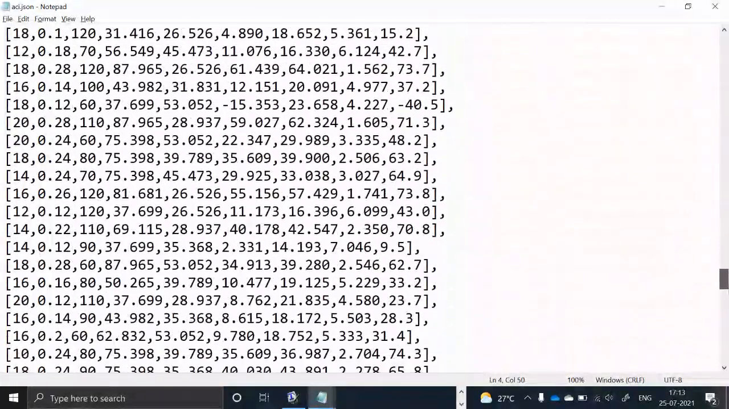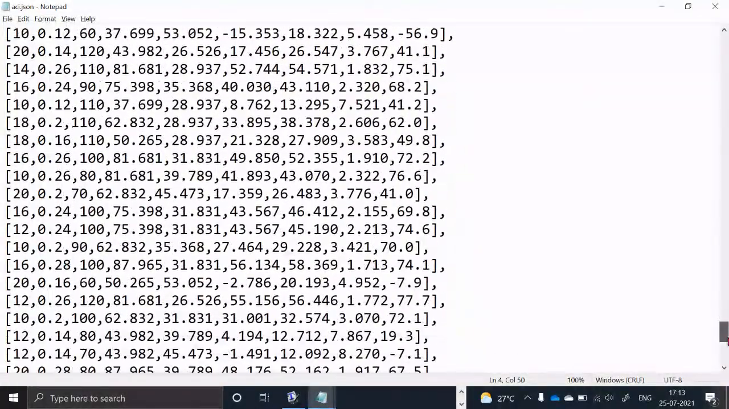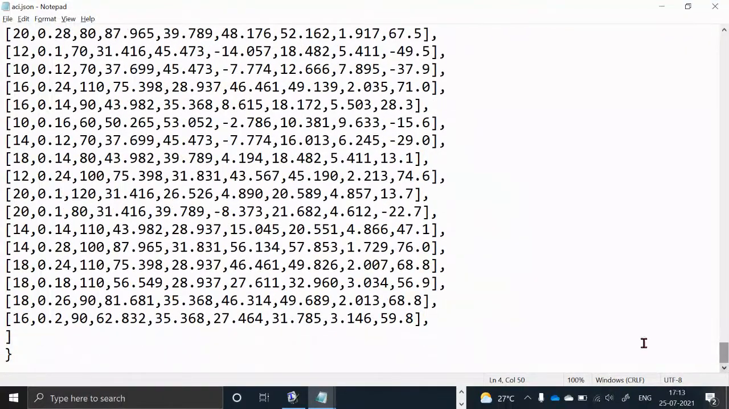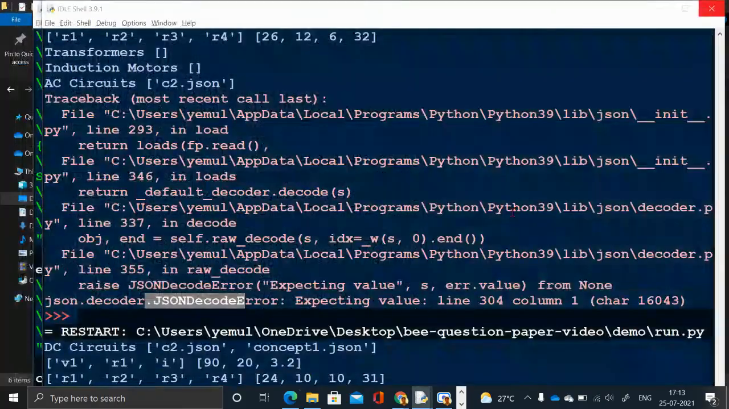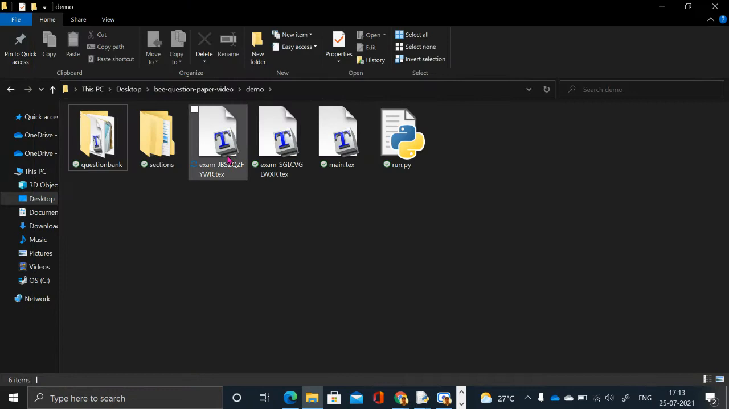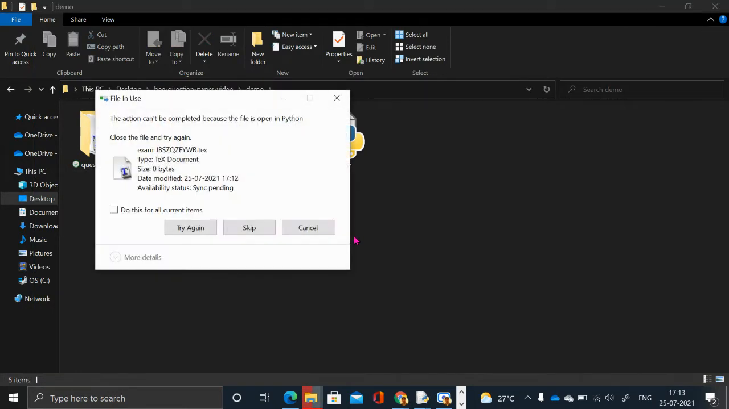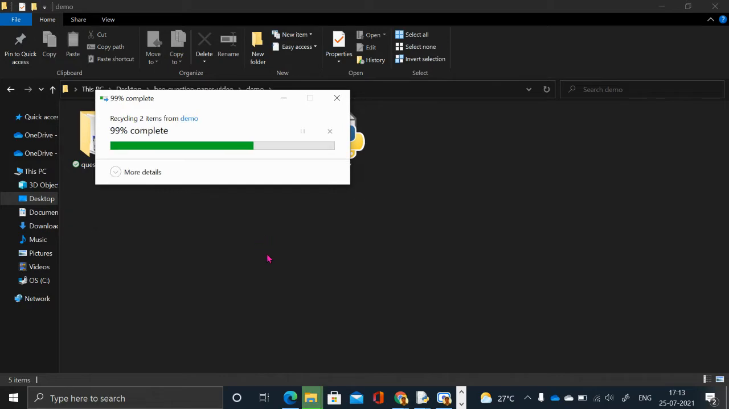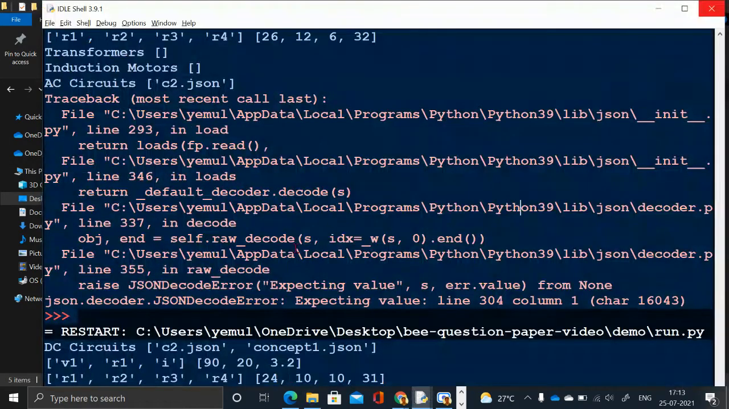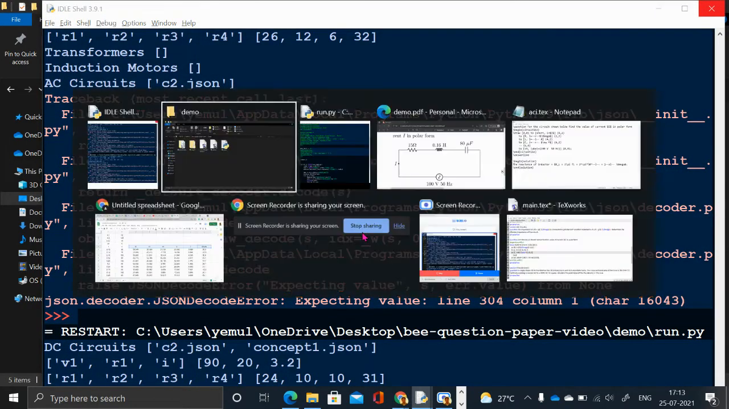See, the program got stuck because somewhere in the syntax of JSON we made an error. Yes, this last comma I forgot to remove. Now you remove this comma because this is the last element in the list. There's no need to give a comma. Okay, so now let's clear the text files. Now let's run again.